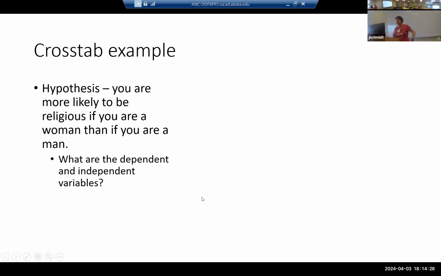Okay, so let's do an example. Say you had the hypothesis: are you more likely to be religious if you are a woman than if you are a man? Someone wants to test this. Are you more likely to be religious if you're a man than if you're a woman? And David, in the chat, will you tell me what the independent and dependent variables are? And how about you two write it down on a piece of paper in class?